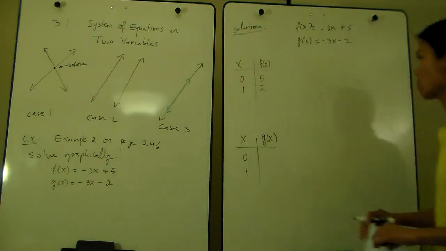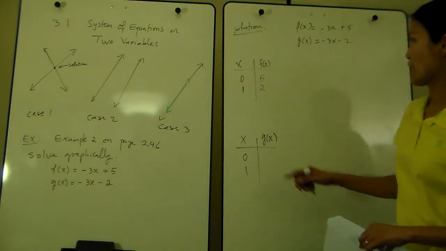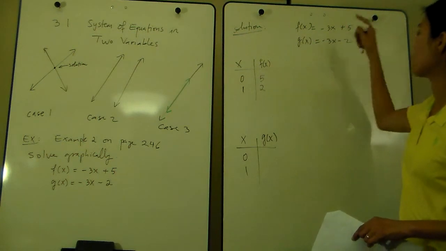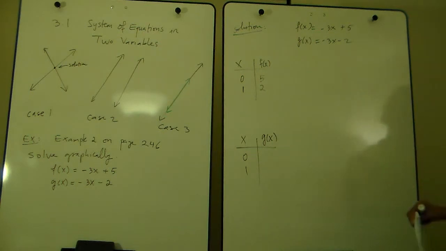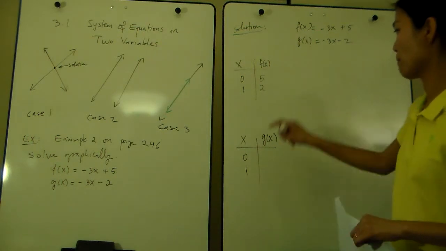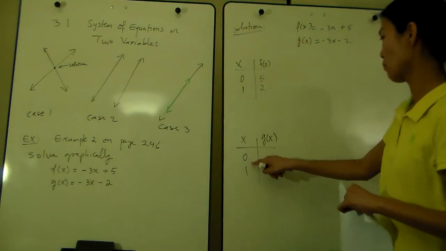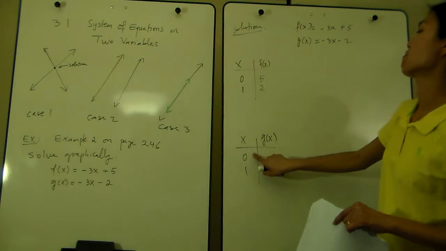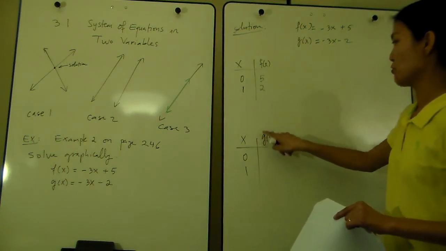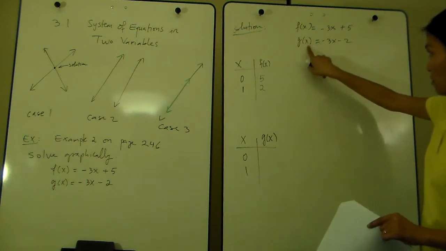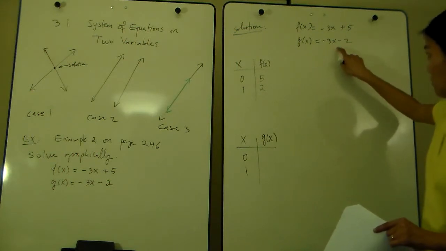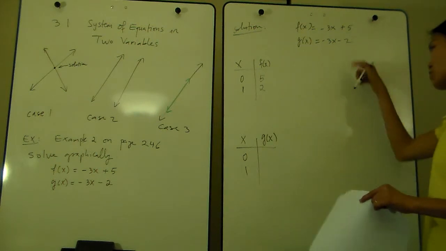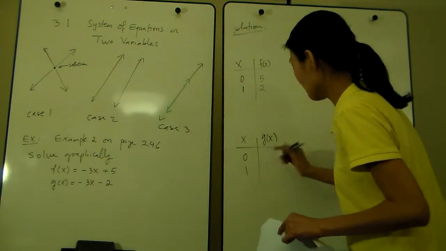Okay, so let me check. 0, you have 5. 1 here. Negative 3 times 1 is negative 3. Negative 3 plus 5 is 2. Okay, it's good to double check. When x was 0, substitute into g, so you have g of 0. Replace 0 for x, so replace 0 here. 0 times negative 3 is 0. 0 subtract 2 is negative 2.